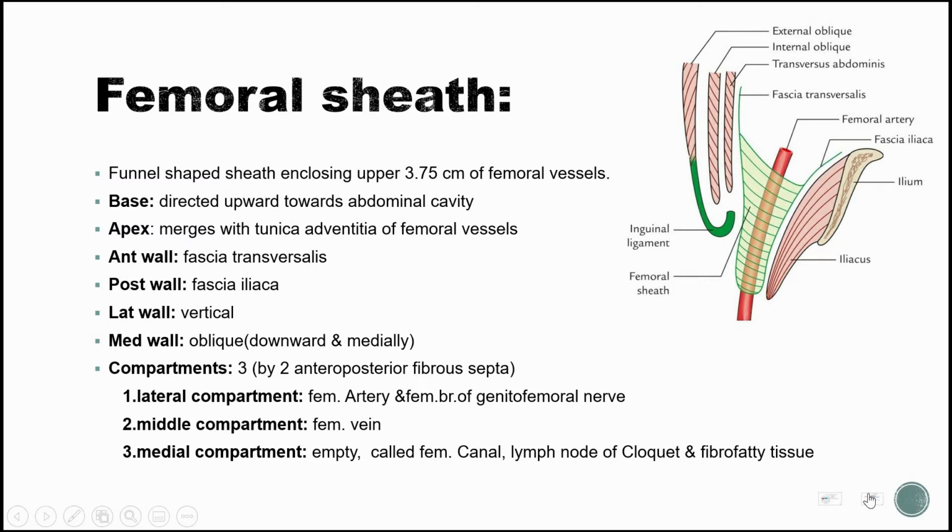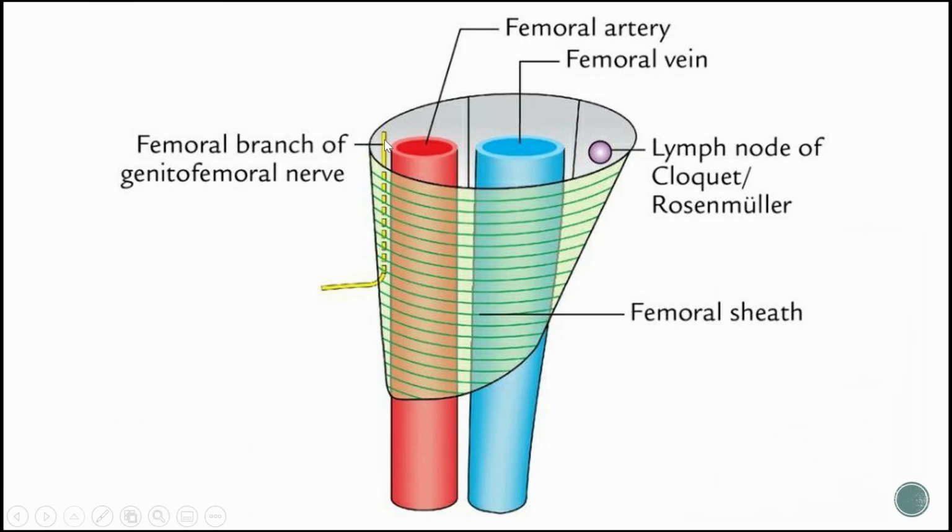And then about the lateral and medial wall. As you can see here, this is the lateral wall and this is the medial wall, and the lateral wall is straight and the medial wall is oblique, and it is directed downward and laterally. So you can see here it comprises the femoral artery, femoral vein, and the femoral branch of the genitofemoral nerve, and also a lymph node.